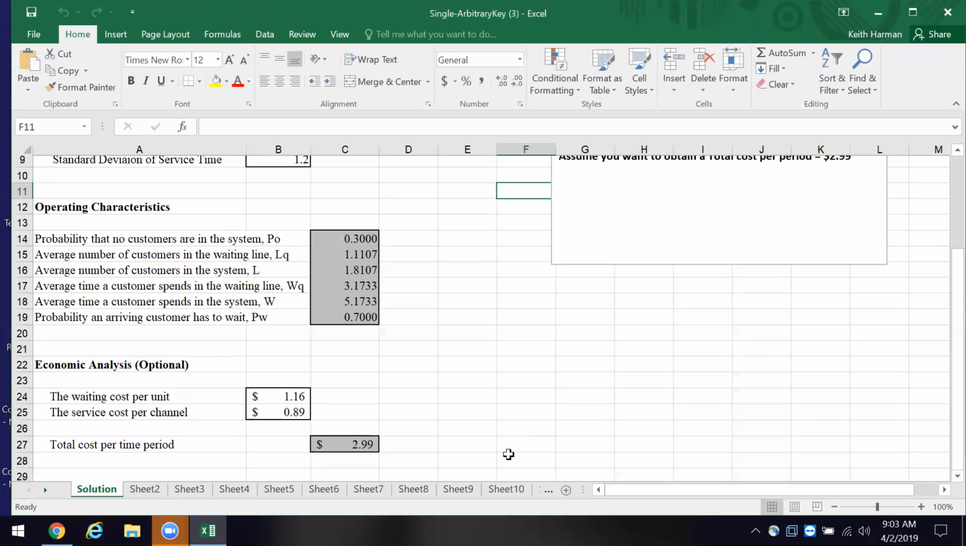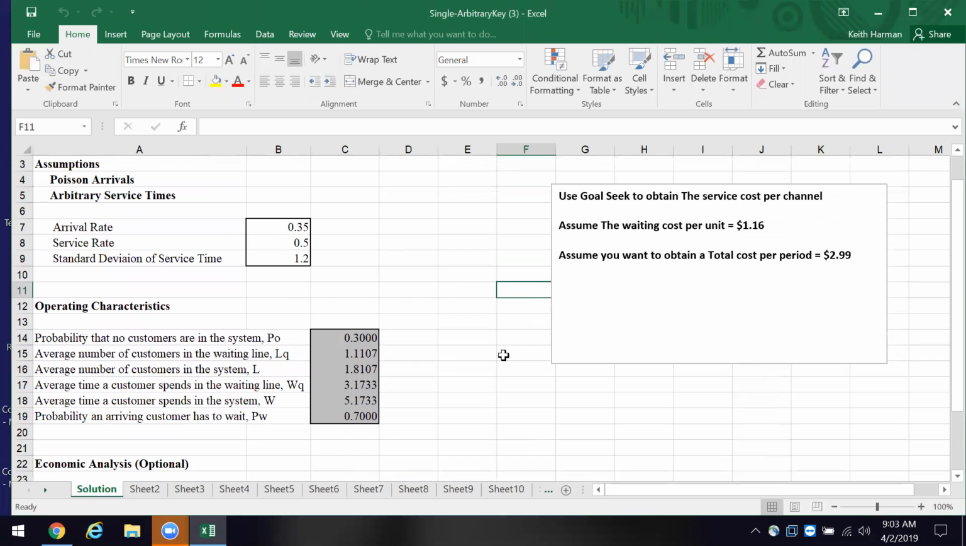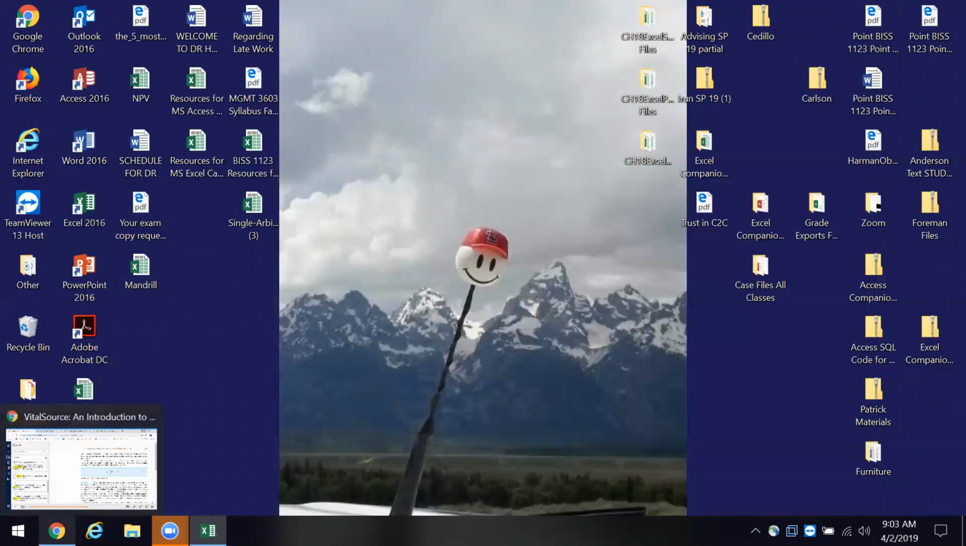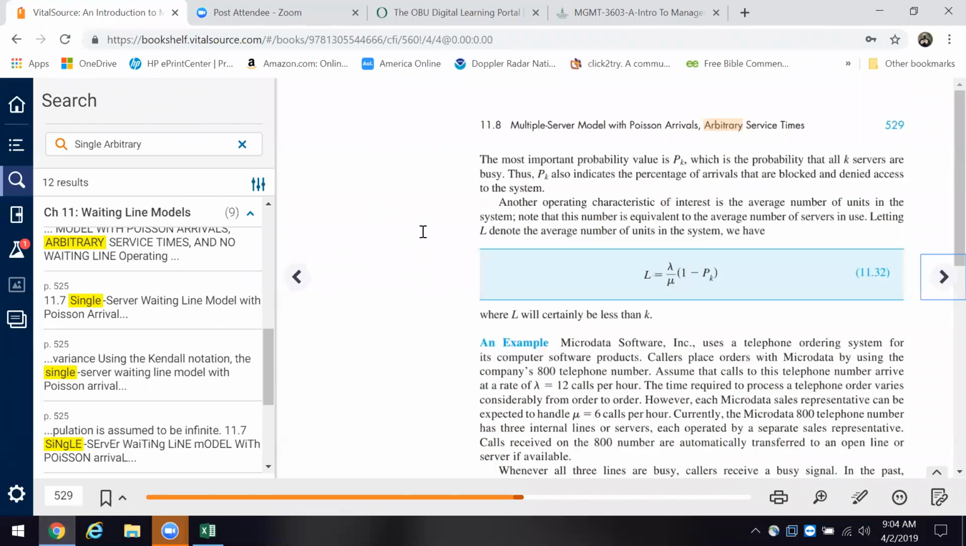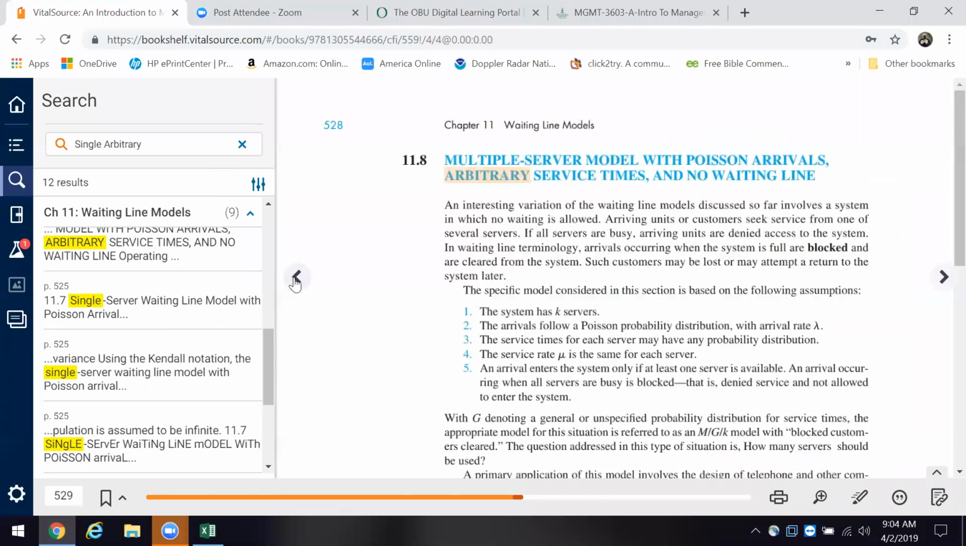Now you'll see here the operating characteristics. But let's talk about a couple of things. First of all, the arrival rate, the service rate, and the standard deviation of the service time. And we're given those figures. Now, let's go back up there for a moment and take a look at the text.